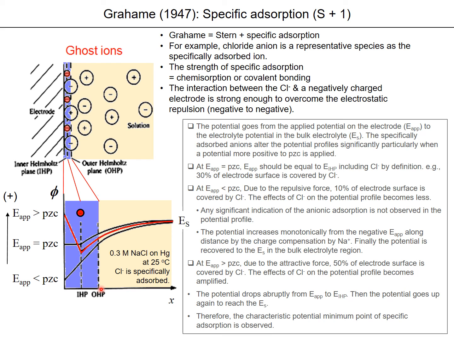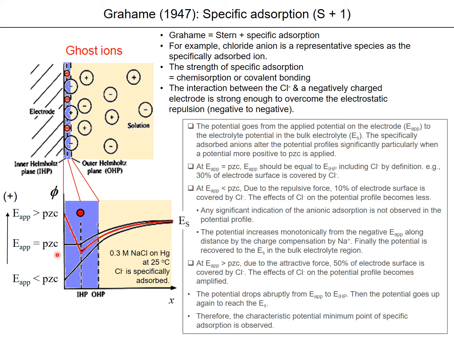That is the plane having the counter ions to compensate the excess charges of the electrode. In any case, let me explain about that. So let me think about 0.3 molar sodium chloride on mercury at 25 degrees Celsius. We could expect that the chloride anion is specifically adsorbed on the surface of the mercury electrode.